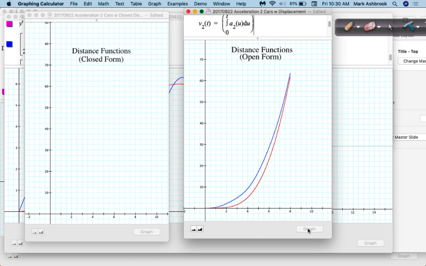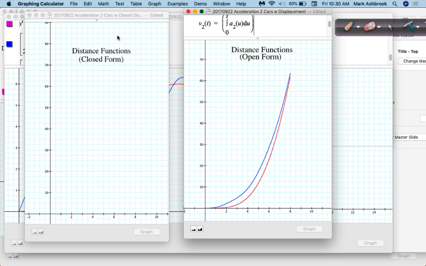Because the distance is the accumulation of many small changes in speed, but then the speed was defined as the many small changes of speed based on acceleration. So I've got open form double, right? So I've got like 2 layers of open form here. And even for the technology, it takes a long time.